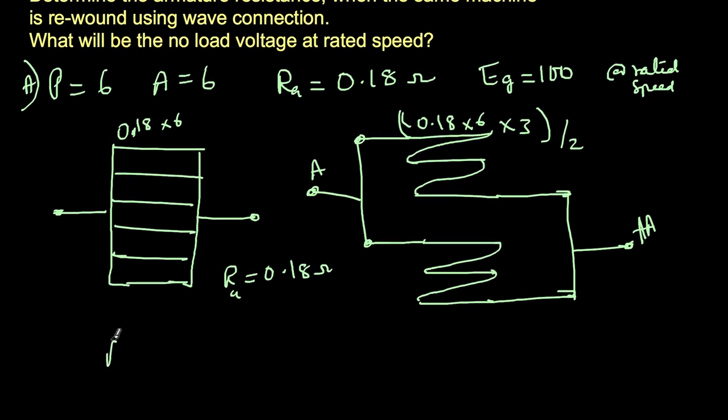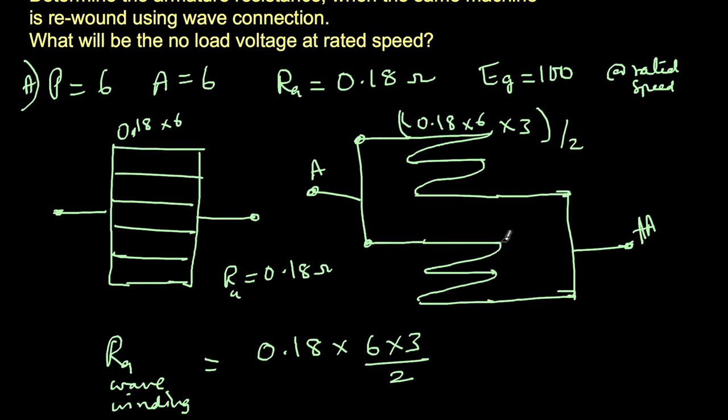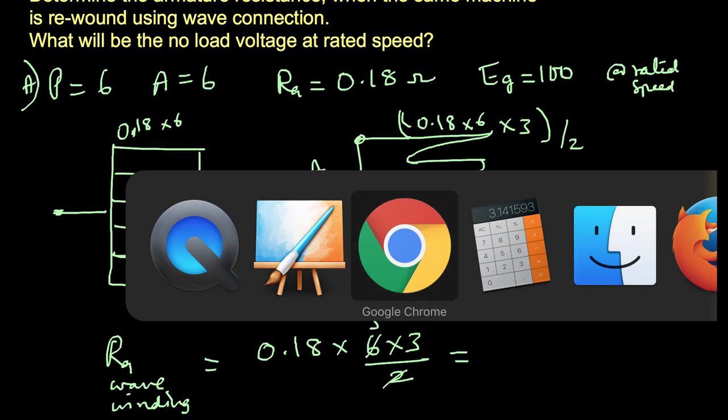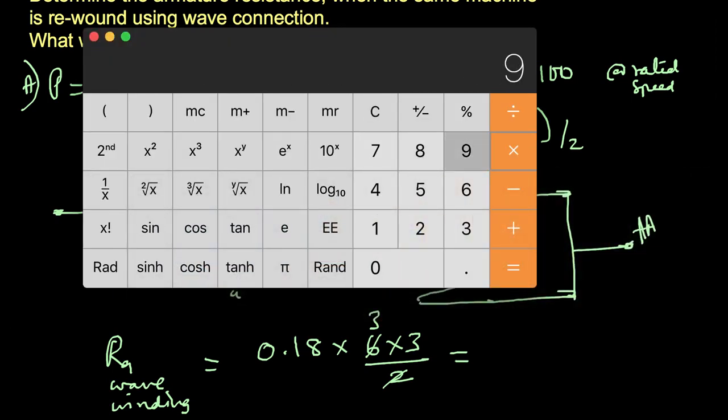So RA with wave winding for the same conductors and same machine will be 0.18 into 6 into 3 divided by 2. I'm just verifying the total resistance. So each branch will have that, and then into 3 will be this, and then divide by 2. Yeah, I think it looks correct. So this will go 3 times. So 0.18 into 9 is the answer. 0.18 into 9, so 1.62 ohms.